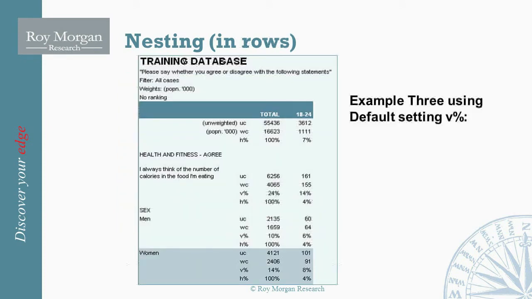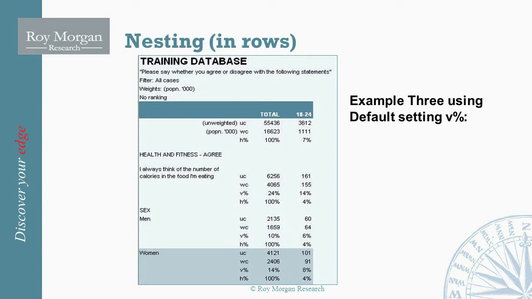Here in example 3, we're again using the default setting of V%. So we can see that 24% of the population agree with this statement. 10% of the population are men who agree with the statement. 14% of the population are women who agree with the statement.